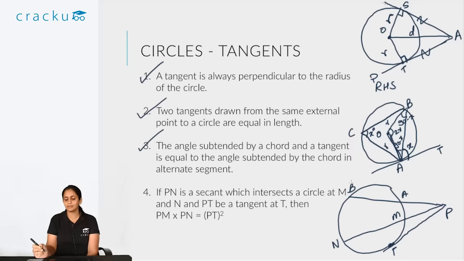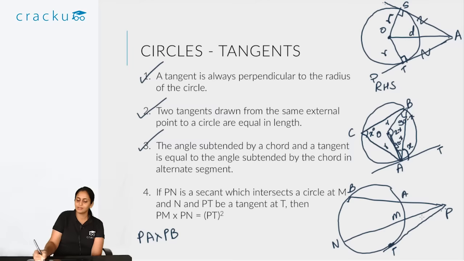So what does this rule say? This says that PA into PB, that is the product of this length into this length, will be equal to PM into PN, which will be equal to PT square.